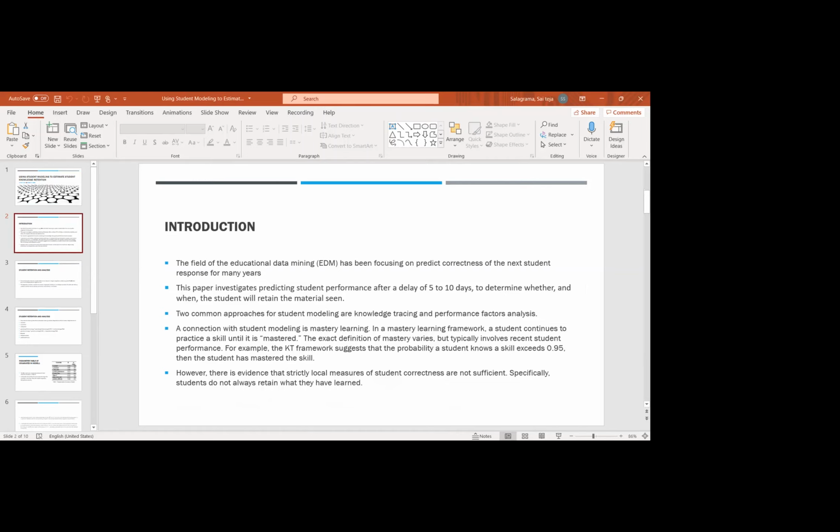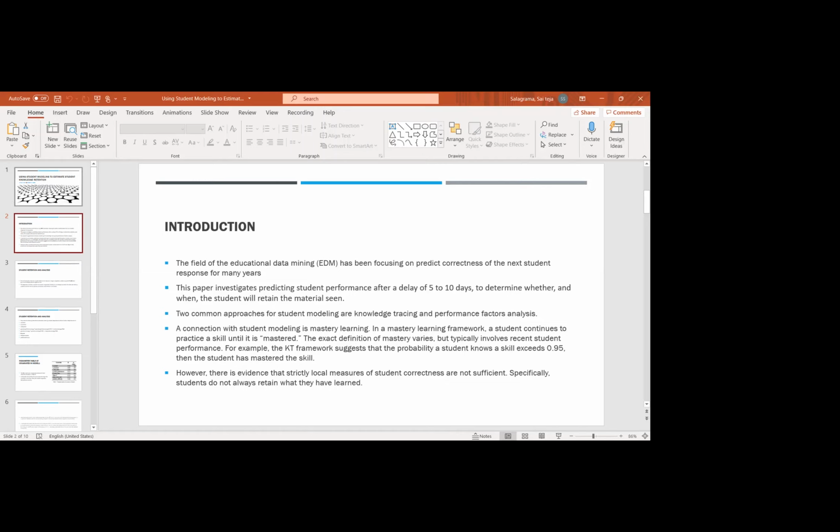It has been investigated by researchers for many years, but this paper investigates predicting student performance after a delay of 5 to 10 days, or a week or more. So to determine whether and when the student will retain the material seen. Two aspects were very interesting in this.